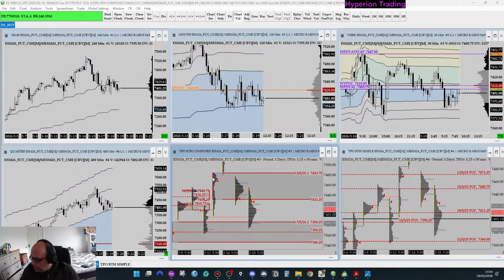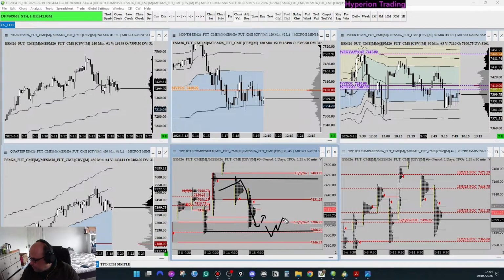The price is ranging between this and this POC. We see here we're down, here we tested the price, and now we are just up to here. So what we see, the lows here may be taken out today.